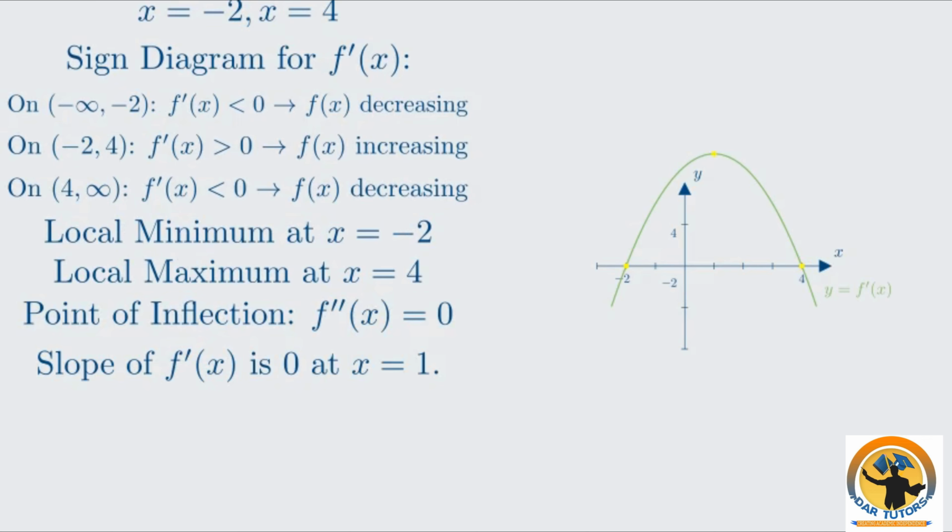Next, points of inflection occur where f double prime of x equals 0, which is where the slope of f prime of x is 0. This happens at the vertex of the parabola, which is at x equals 1. Now we can sketch f of x. It decreases to a local minimum at x equals negative 2, increases to a local maximum at x equals 4, and decreases again. It has a point of inflection at x equals 1.